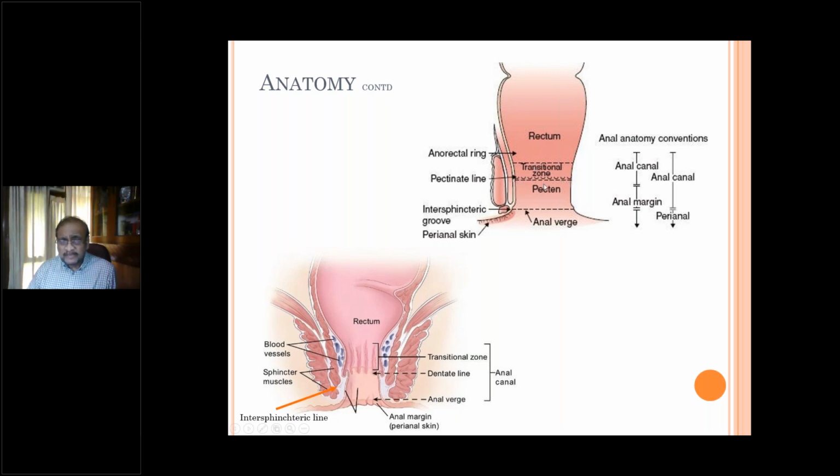This is the pectinate line. Below that, you have what is known as the pecten, and here you see the anal verge. And let's go down here. Anal verge, and below this, what do you have? The anal margin. That's the perianal skin. So that is basically what we're talking about.